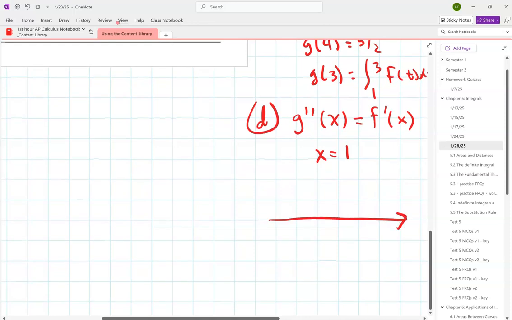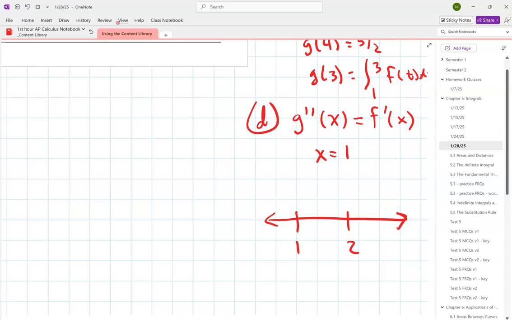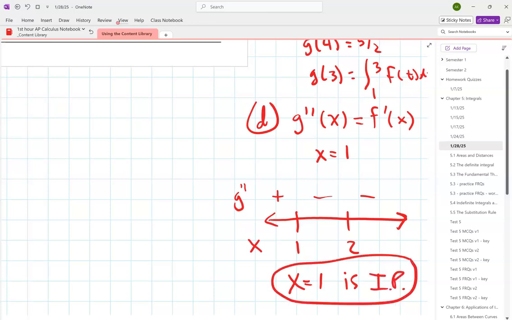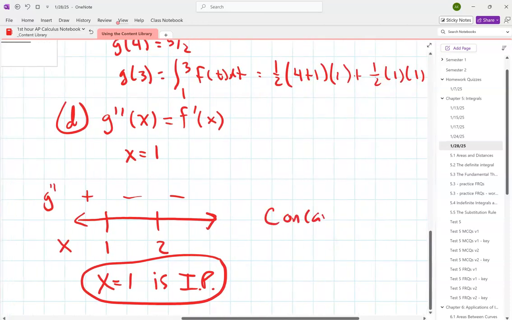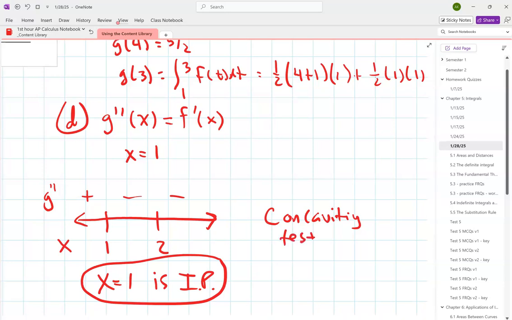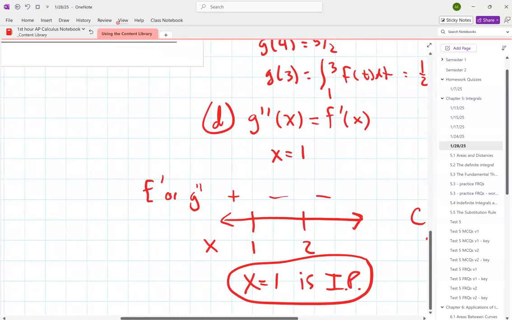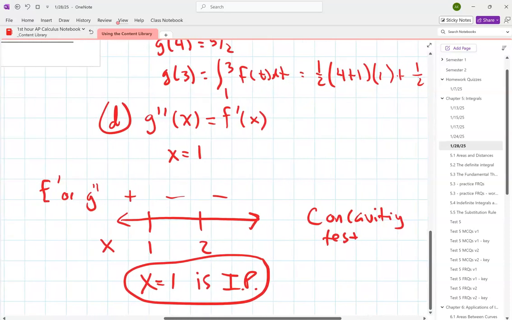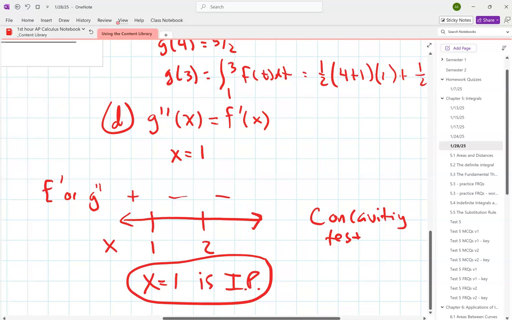It's x equals 2. Yeah, that's exactly what I would be writing. So we have positive, negative, negative. So we'd say x equals 1 is the point of inflection. So if I draw my little sign diagram, this is like my concavity test here. I'm just looking at the first derivative of f or the second derivative of g. They mean the same thing in this problem. Elena, does that feel good as to how we did that?